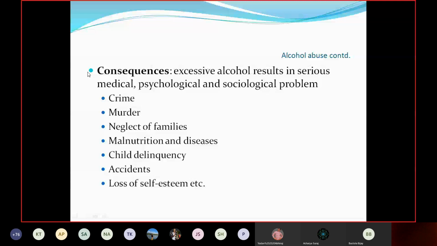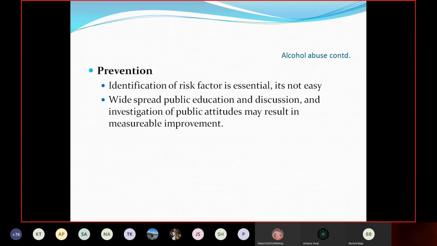And many consequences you can list out, like alcohol dependence syndrome, alcoholic psychosis, unemployment, indebtedness and child delinquency, and loss of friends and self-esteem. The list can go further ahead. So these are the consequences of alcoholism.